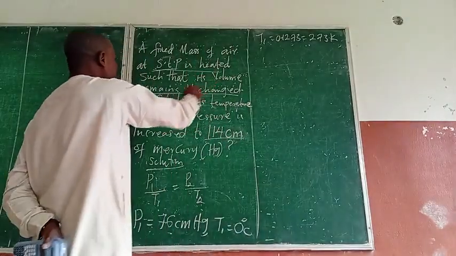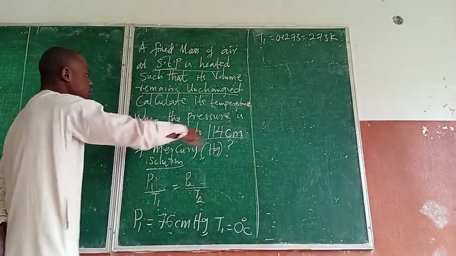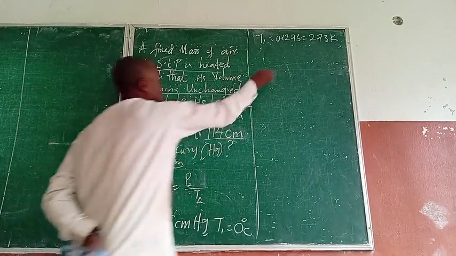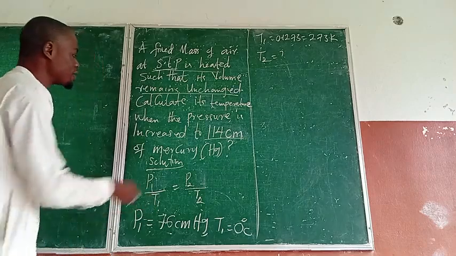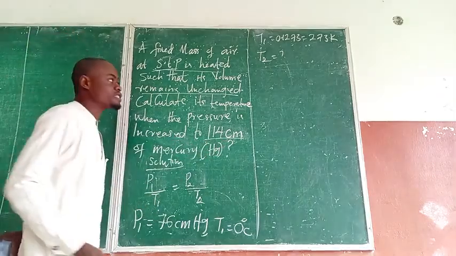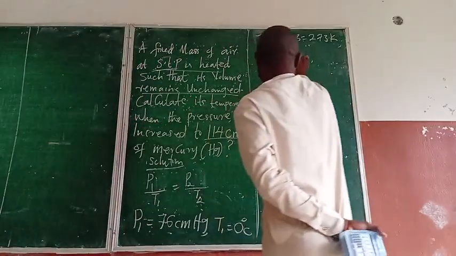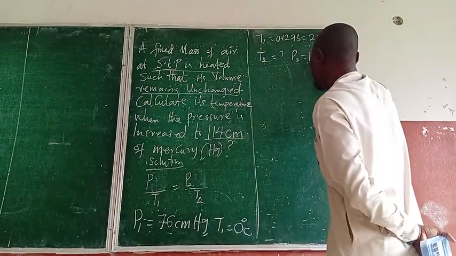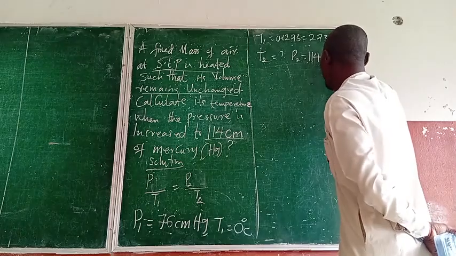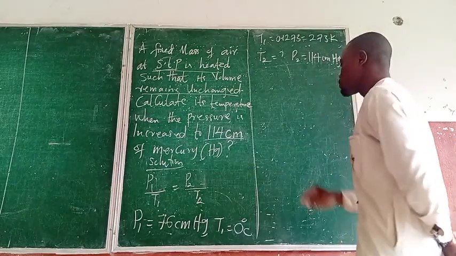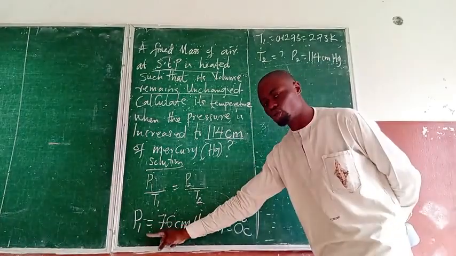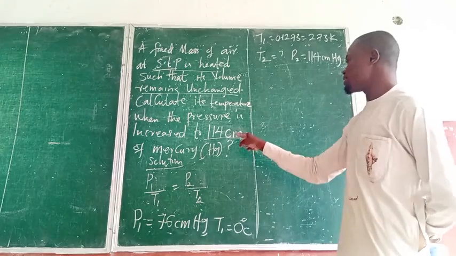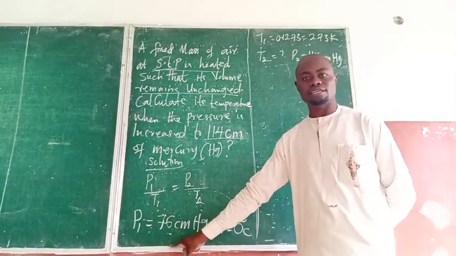Then I'll move forward. As STP is heated such that its volume remains unchanged, calculate the temperature, which means you are looking for T2. T2 is unknown, when the pressure increased to 114, which means P2 is equal to 114 cm of mercury. Assuming they bring this one in millimeter, the pressure P1 is supposed to be 760, but now they bring it in centimeter, so I'm going to use 76.